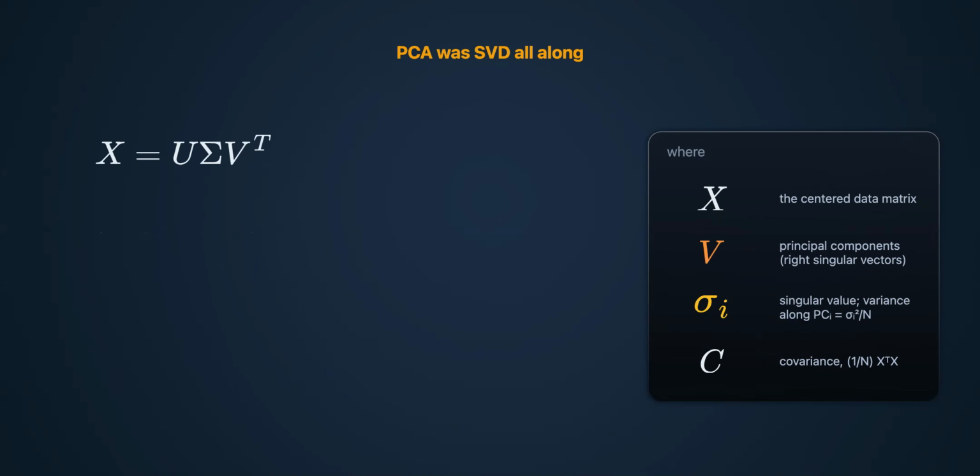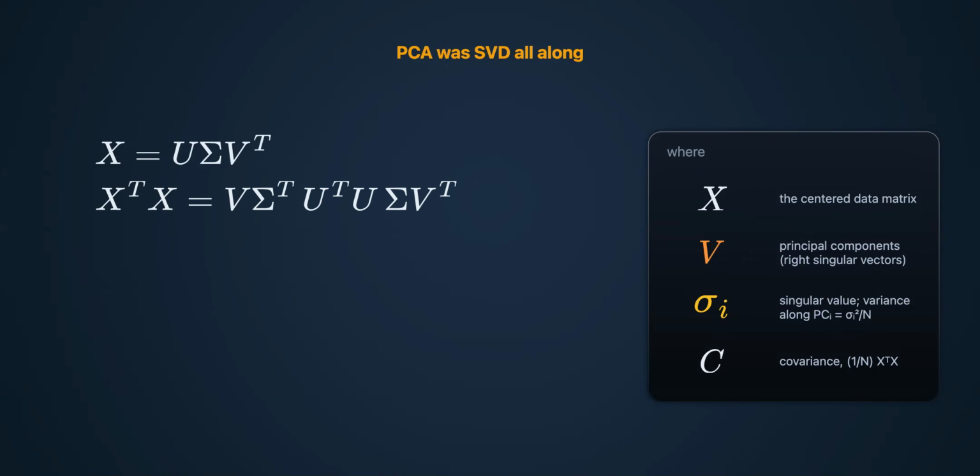But forming C and eigendecomposing it is the slow road. The SVD is the shortcut. We need the eigenvectors of C, 1 over n times X transpose X. Watch what the SVD of the data does to it. Take the SVD of the data matrix itself. X equals U sigma V transpose.